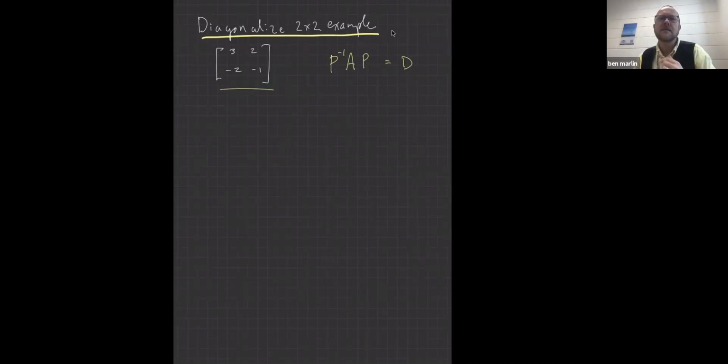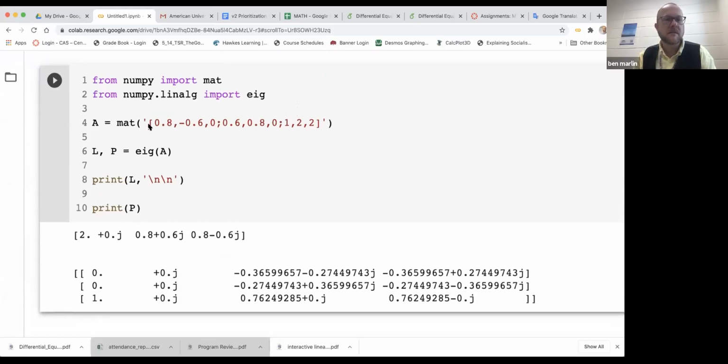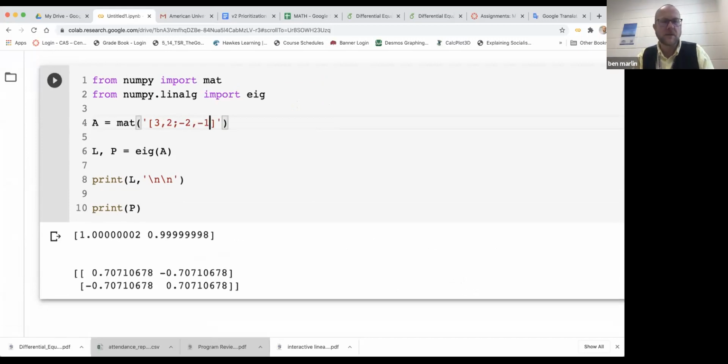Let's see. So I'm going to come over here, and I am just going to put my matrix back in there. And it was 3, 2 on the top row, -2, -1 on the bottom row. And I'm going to tell it to just print this out for me. Oh no, did you see what happened here?